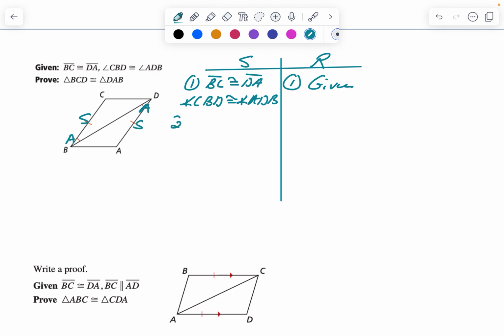We need this third side, right? So that is reflexive. That is part of both triangles. So we can say BD congruent to BD, reflexive. And now we can say those two triangles are congruent.